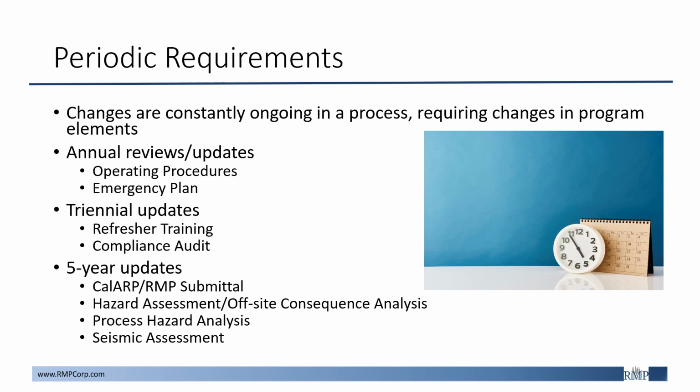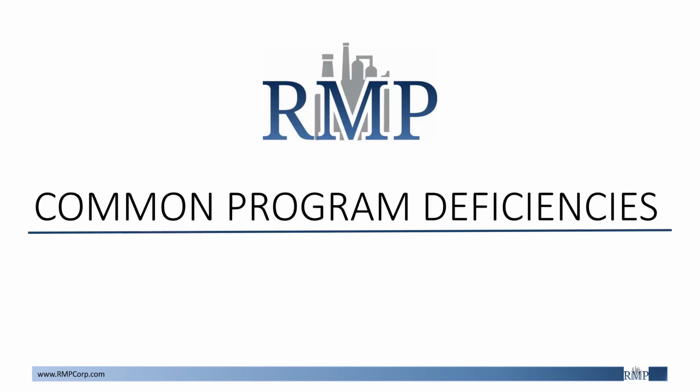Additionally, every 3 years it is required to ensure refresher training is performed to ensure personnel are adequately trained, and a compliance audit is required to ensure program element requirements are properly being performed and documented. Finally, every 5 years, the submittal, hazard assessment, process hazard analysis, and seismic assessment must be performed to ensure that the hazards within a process are routinely analyzed to ensure the safety of personnel is maintained. Now let's go over the common program deficiencies found within each program element.